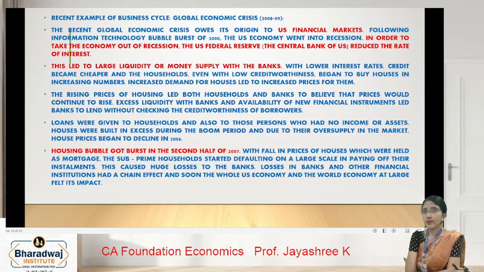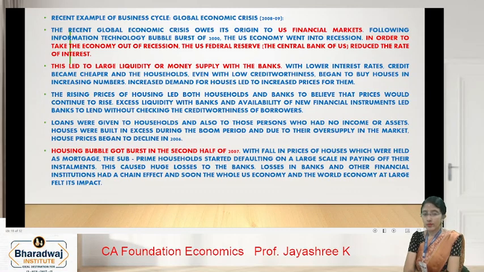Following information technology bubble burst of 2000, the US economy went into recession. In order to take the economy out of recession, the US Federal Reserve, the central bank of US, reduced the rate of interest. This led to large liquidity or money supply with the banks. With lower interest rates, credit became cheaper and the households, even with lower creditworthiness, began to buy houses in increasing numbers. Increased demand for houses led to increased prices for them.